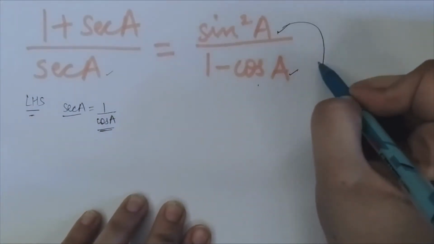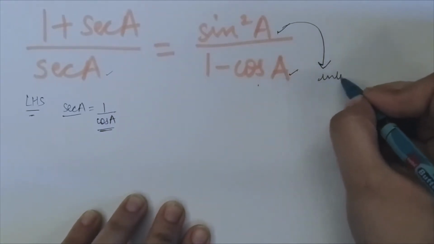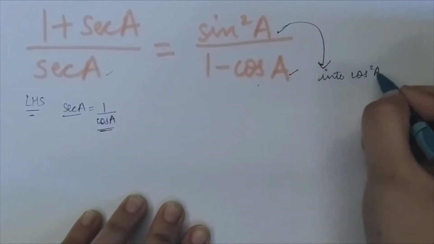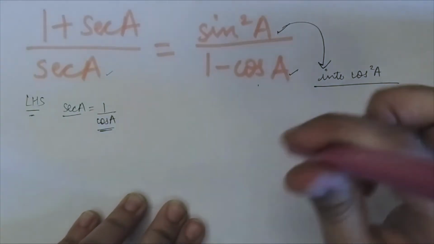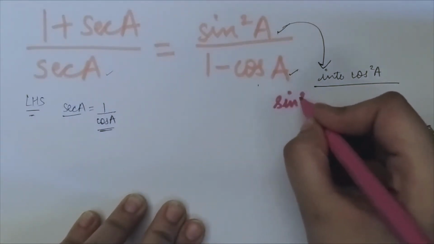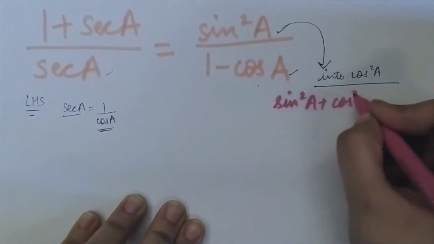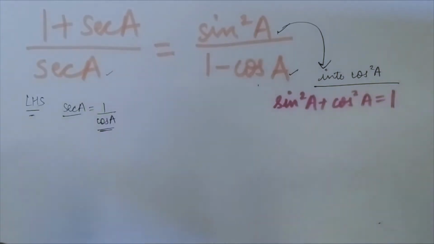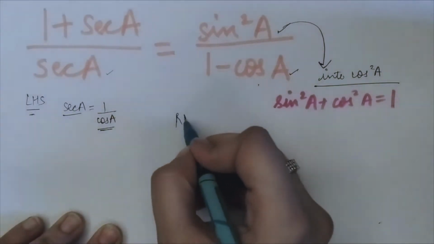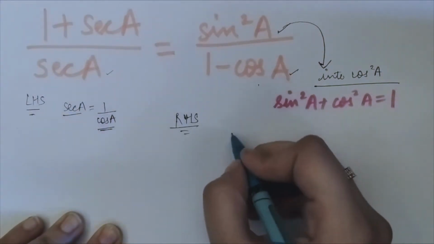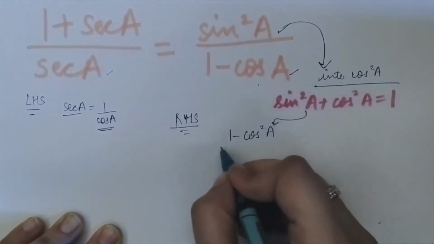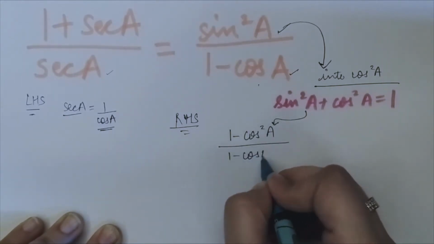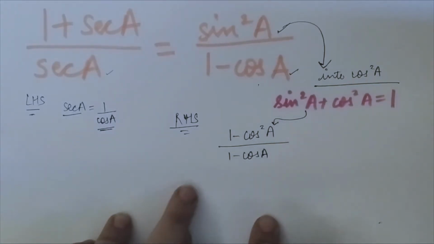Therefore we will convert sin square a into cos square a. Now using the formula sin square a plus cos square a is equal to 1, I'll be replacing the right hand side by 1 minus cos square a from this one, divided by 1 minus cos of a. I hope this is clear.